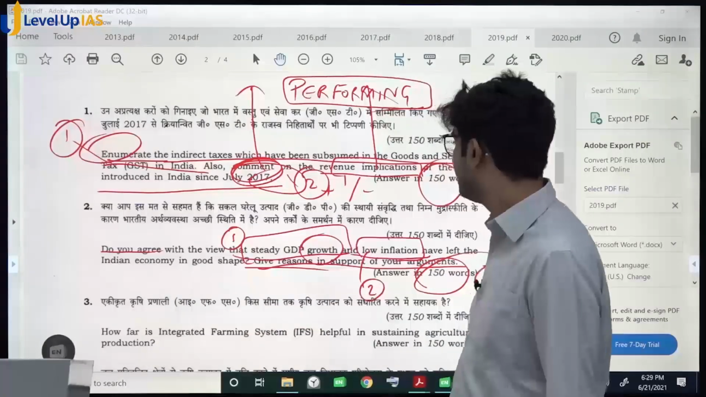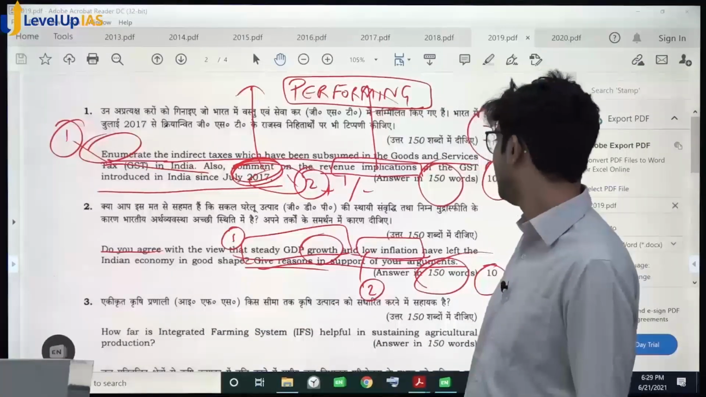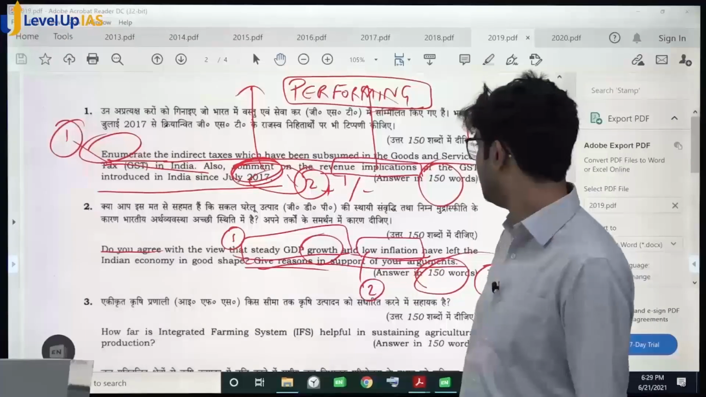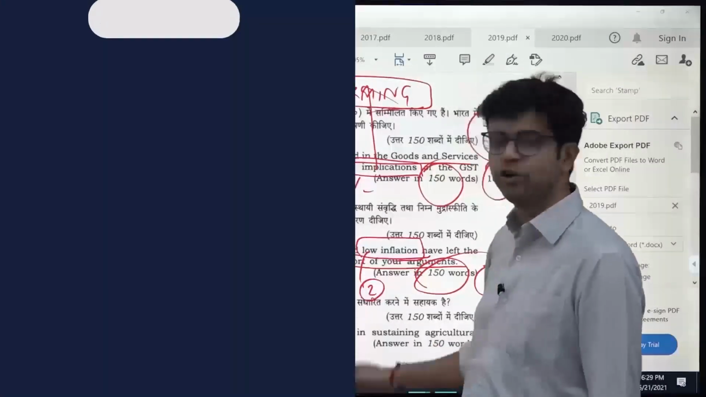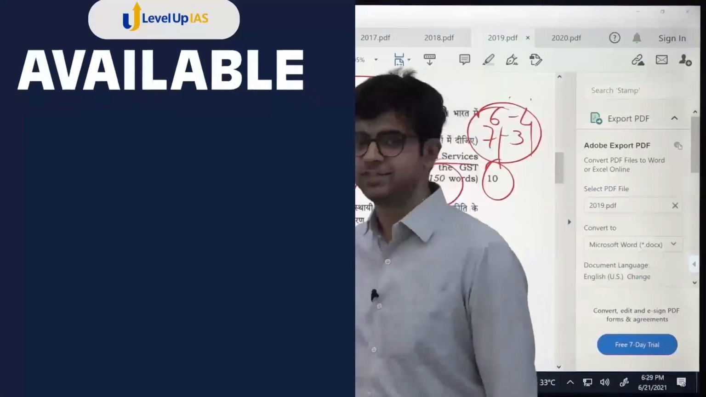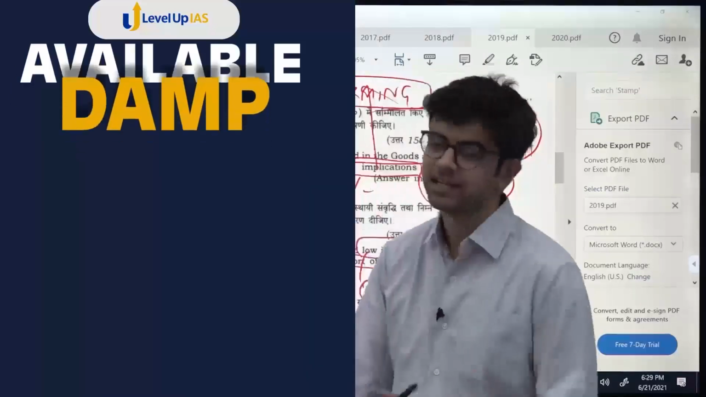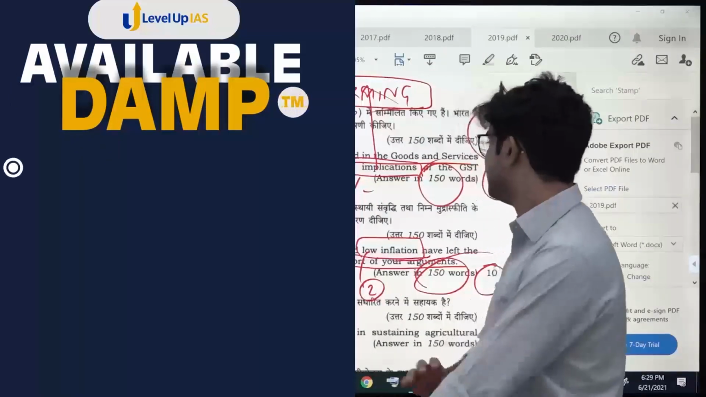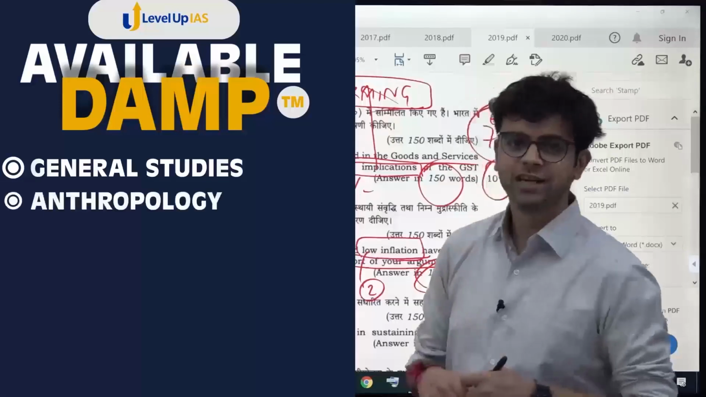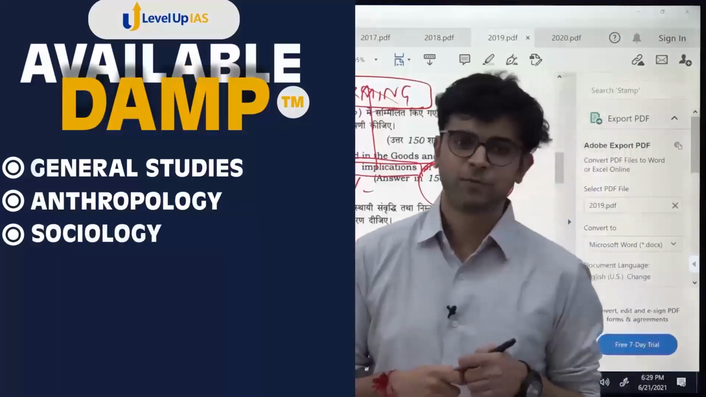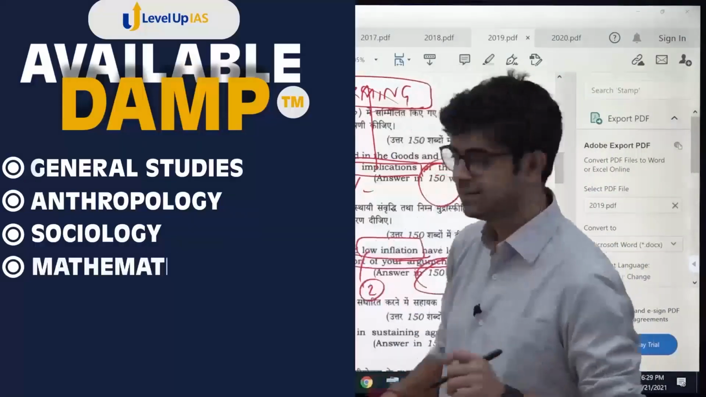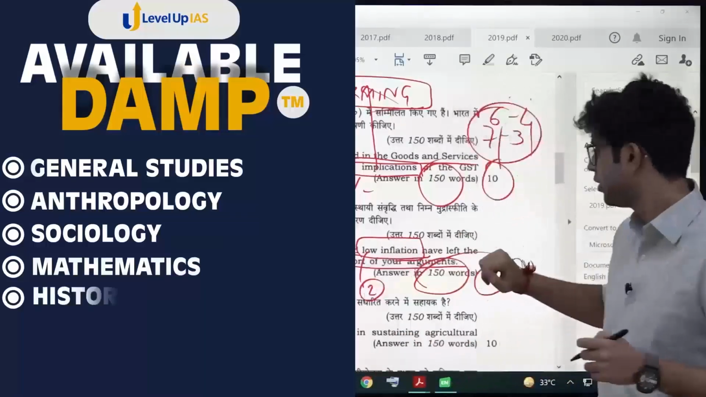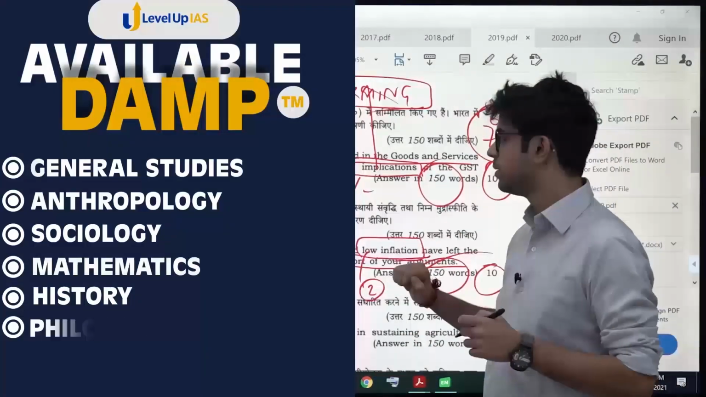Do you agree with the view that steady growth and low inflation have left the Indian economy in good shape? No. Done. Next question. Please don't do that. You will not get marks, because the examiner will also say, should I give you marks? No. And move ahead. Give reasons in support of your arguments. You have to give reasons in support of your arguments.